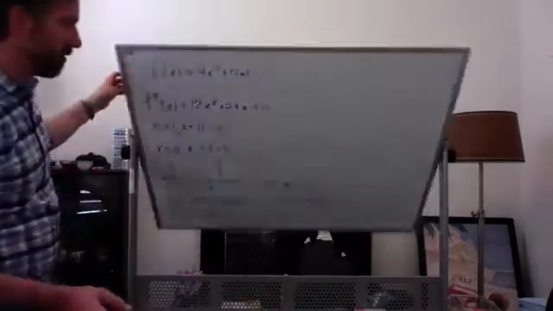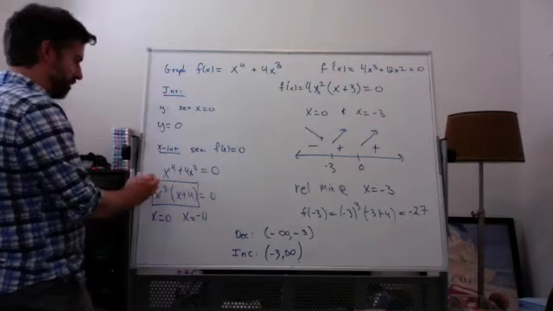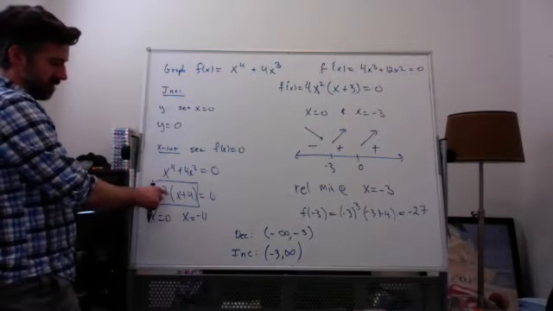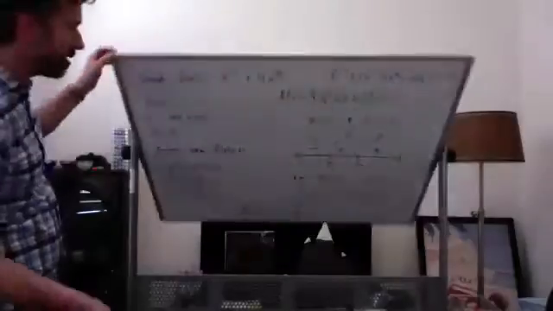So let's go back to my original function for just a second. We'll plug in -2 here, right? Because that's the easier way to do it. -2 cubed is -8. -2 plus 4 is 2. -8 times 2 is -16.